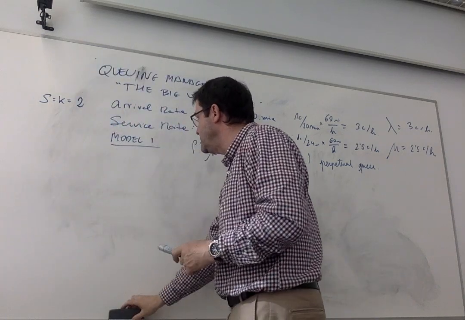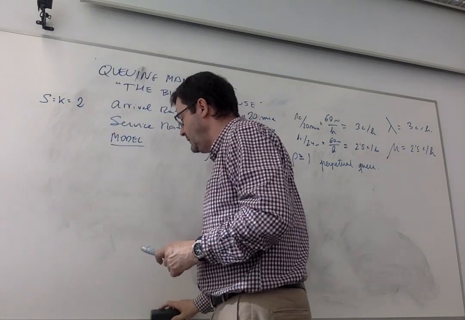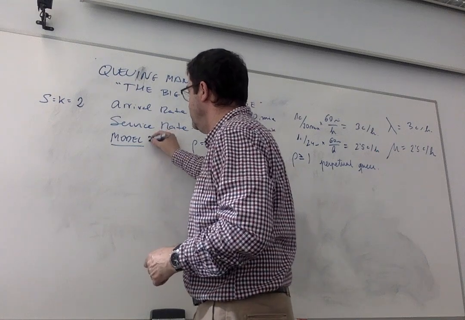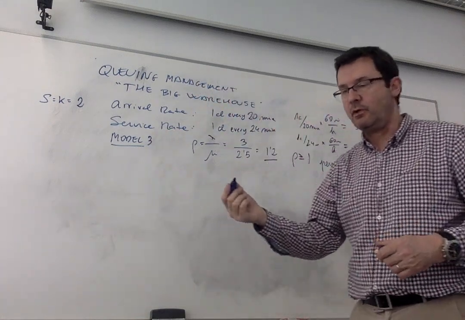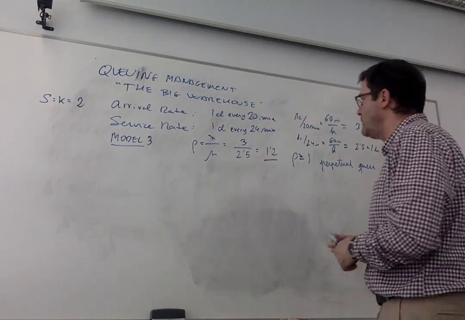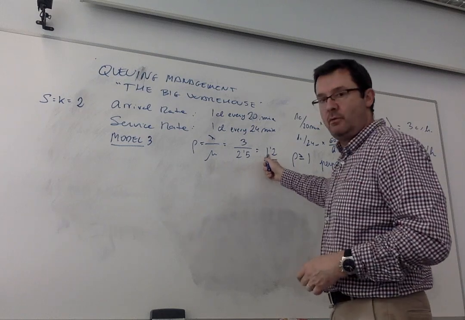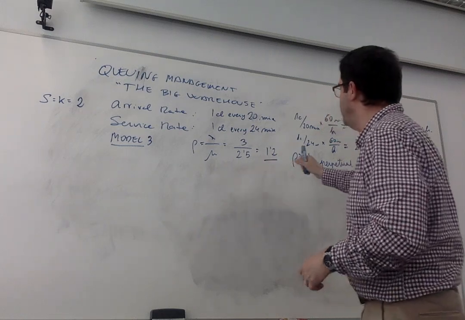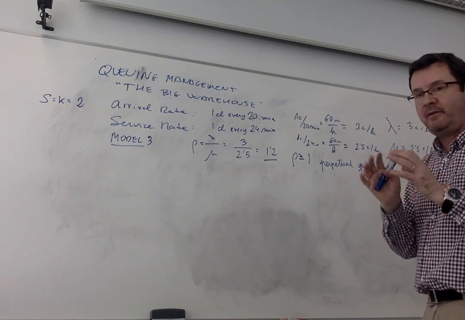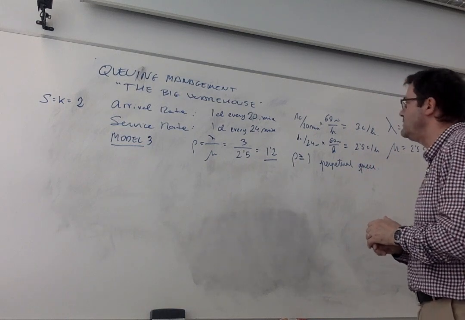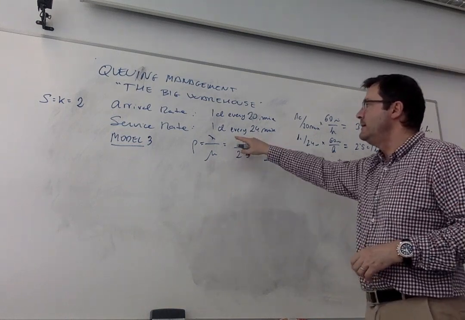And now we have a change in the model. Okay? So now it's model 3 because we have more than one worker. This will be 1.2, the same. Remember, when it's model 3, what we never do is multiply this by 2.